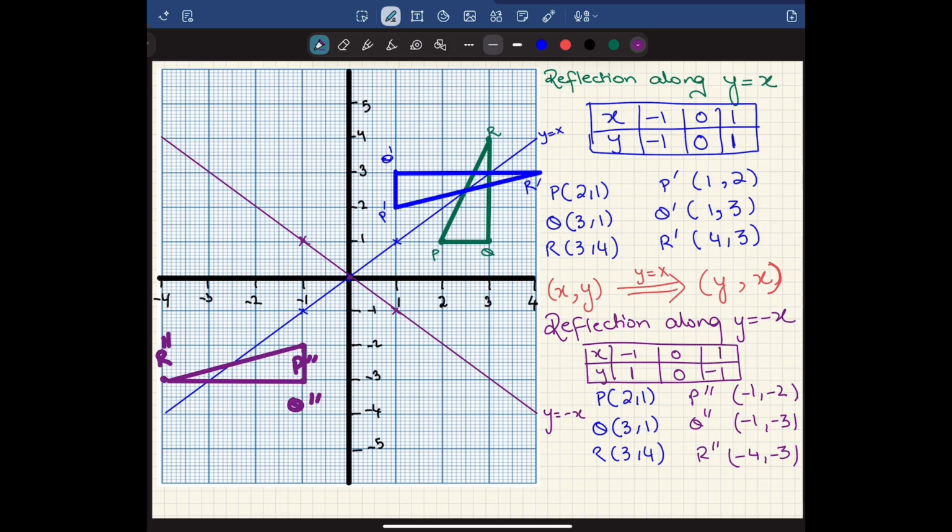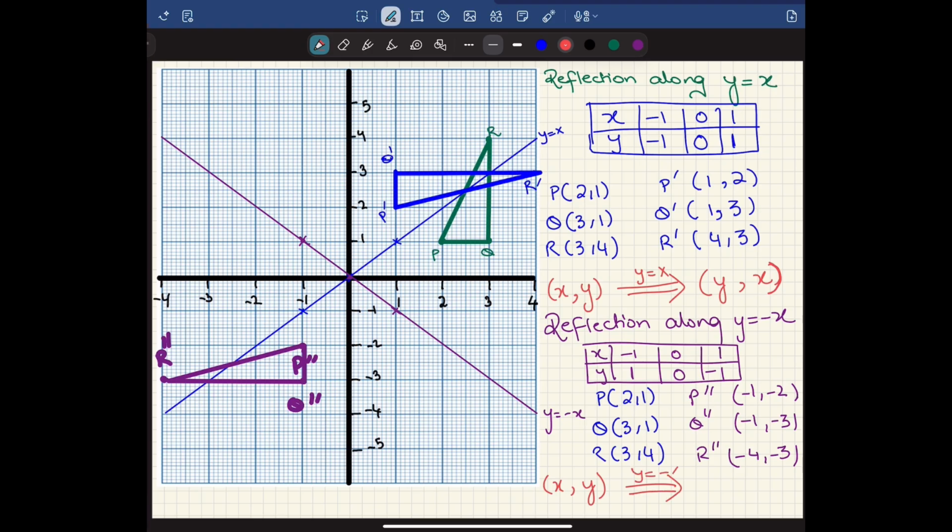So I will give you a couple of seconds to figure out the rule here. 2, 1 becomes negative 1, negative 2. 3, 1 becomes negative 1, negative 3. 3, 4 becomes negative 4, negative 3. So what is the rule here?